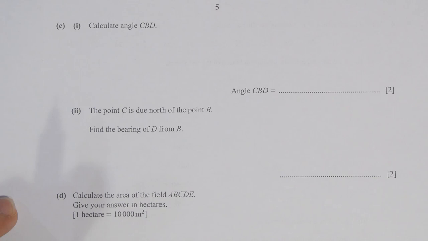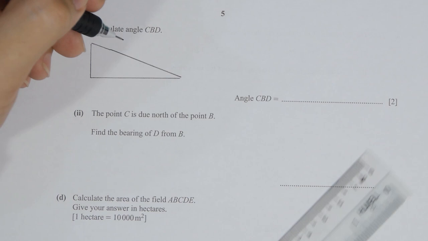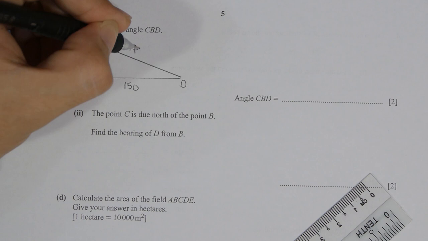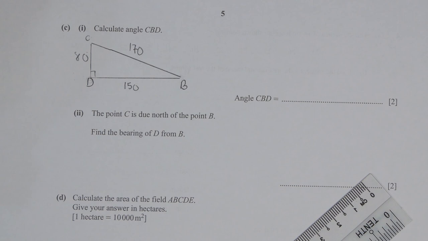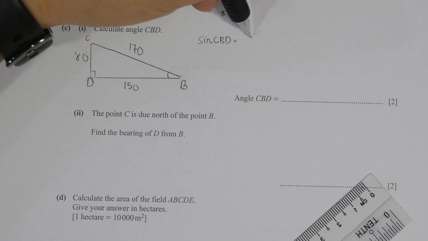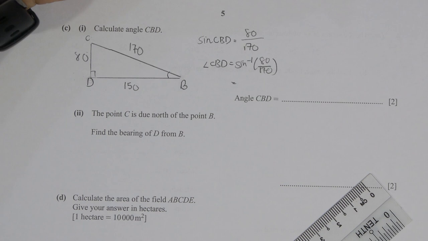Moving on to question C, calculate angle CBD. Since we already have all of the sides of the triangle, you can use any of them for the trigonometry. You can use sine, cosine, or tangent. In our case, I prefer sine. So by substituting, sine CBD equals 80 over 170, you run the calculation, and you will get 28.1 as the angle.